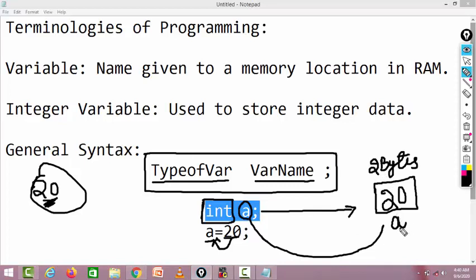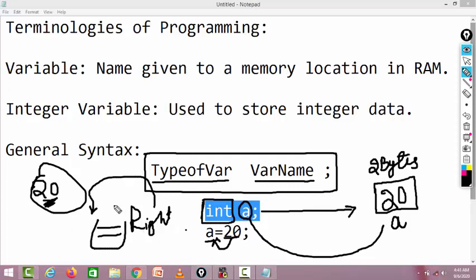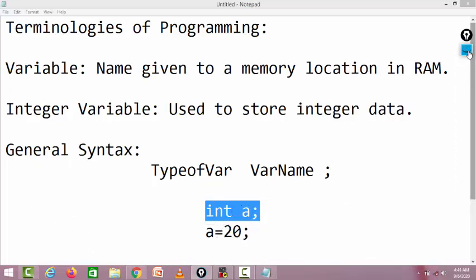The name of this location is A, and in the second line we assign this 20 value to this. This is basically the assignment operator. That means that whatever the value on the right side should be assigned to the variable mentioned on the left side. So it is called an assignment operator. This was a brief review of this topic till this point.